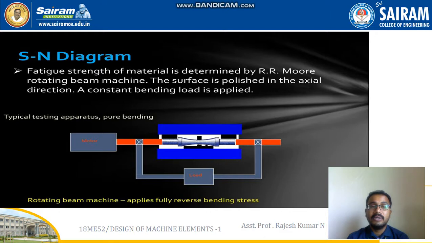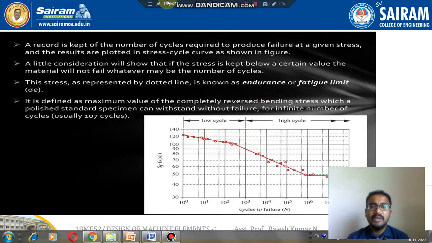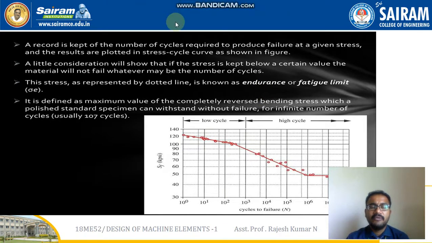With this kind of apparatus, ultimately we will get a fully reversed stress cycle. We know what a fully reversed stress cycle means: the mean stress value is equal to 0, and there is an equal stress amplitude in all the stress cycles. That is the unique nature of this reversed bending stress cycle. A record is kept of the number of cycles required to produce failure at a given stress, and the results are plotted as a stress-cycle curve, which is shown in the sketch.